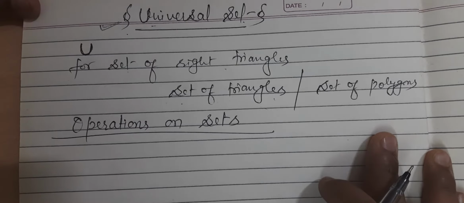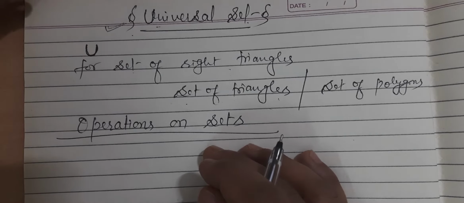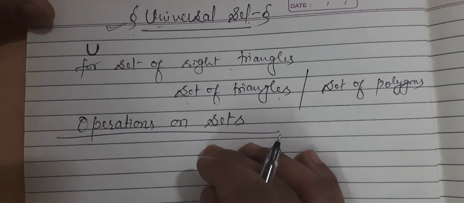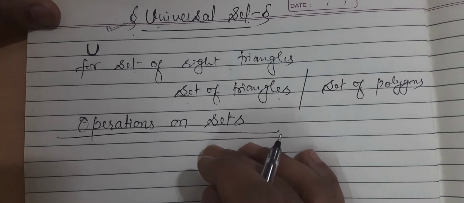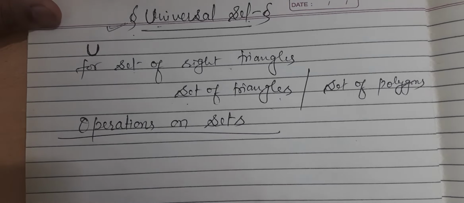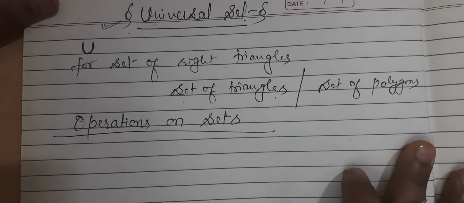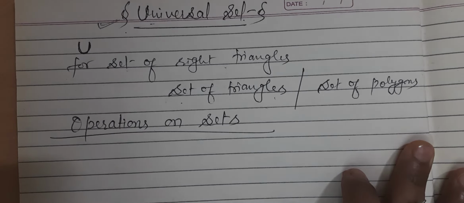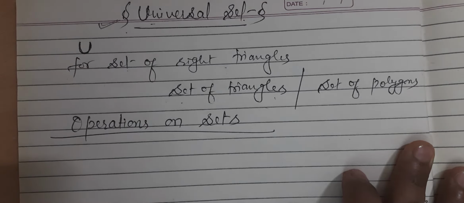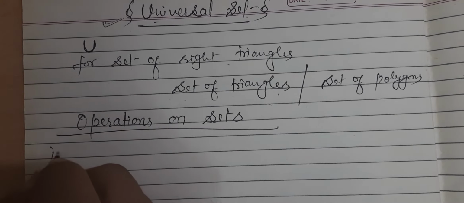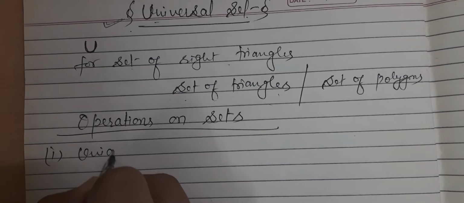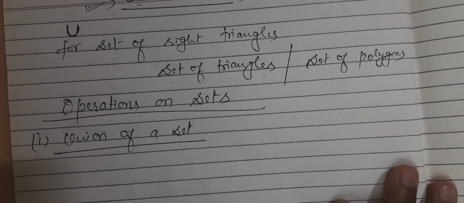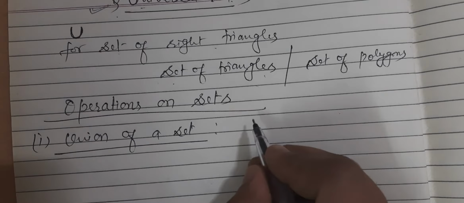Operations on sets. In the number system, meaning natural numbers, integers, rational numbers, we perform many mathematical operations like addition, subtraction, multiplication, division. Here in set theory, we perform a few operations, which we will discuss now. The first is union of sets. So what is the union of sets?